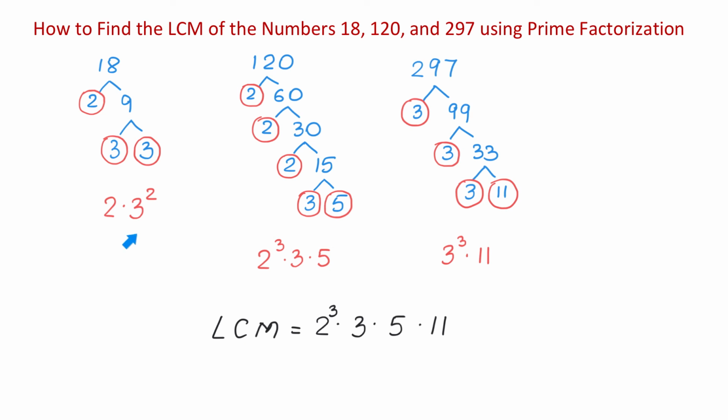Then we see number 3 in 3 places, and the largest exponent is 3. So we will bring down exponent 3. Then 5 and 11 each has exponent 1. Now let's multiply all these numbers. And 2 cubed times 3 cubed times 5 times 11 makes 11,880. This is the least common multiple of 18, 120, and 297.